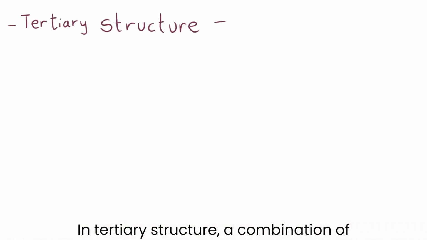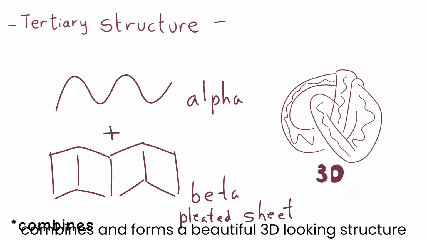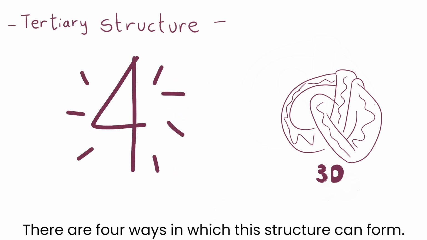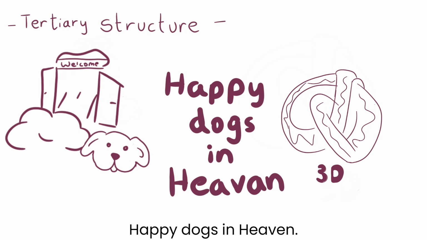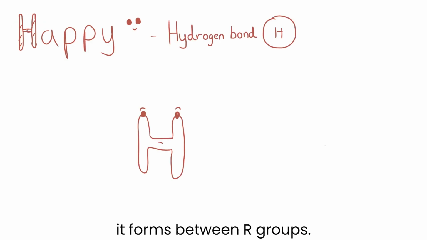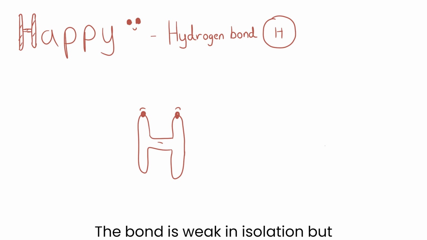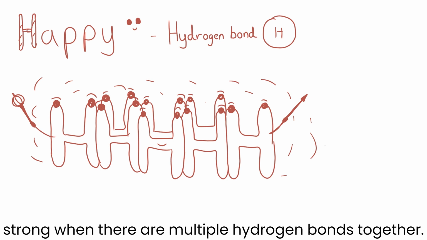In the tertiary structure, a combination of alpha helix and beta pleated sheets completes and forms a beautiful 3D looking structure. There are four ways in which this structure can form. You can remember it with a mnemonic that goes by Happy Dogs in Heaven. The H in happy stands for hydrogen bonds. It forms between the R groups. The bond is generally weak in isolation, but strong when there are multiple hydrogen bonds together.